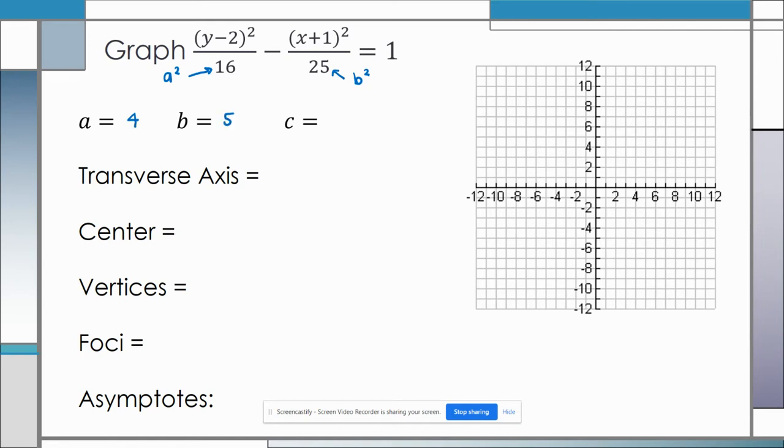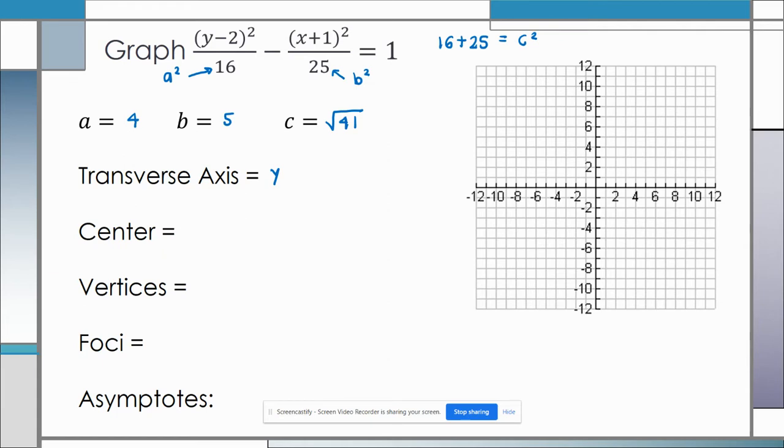Okay, so we can find our c value by taking 16 plus 25, because remember that equals c squared. So when I add those together, I'm going to get 41, and so take the square root, and the square root of 41 is going to be our c value. Notice that above the a squared term, we see the letter y. So that's going to tell us that we are going to be opening up and down. The transverse axis is the y-axis.